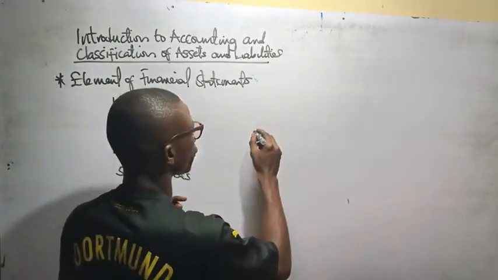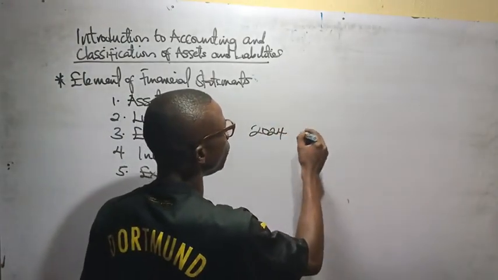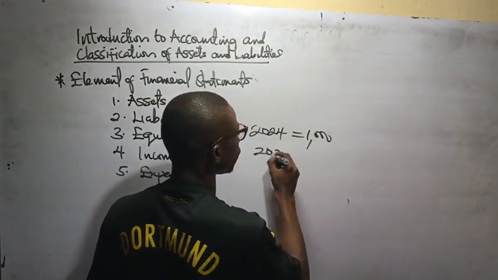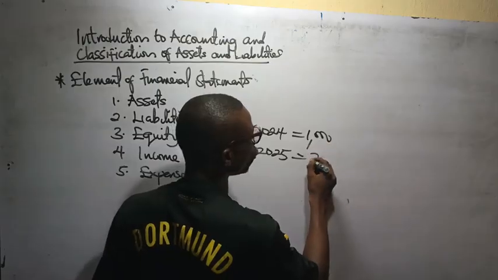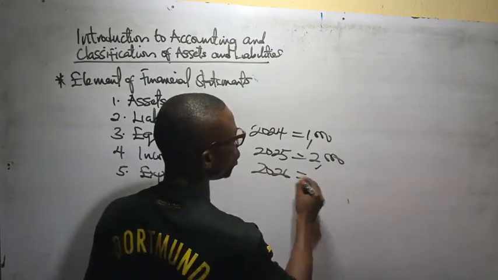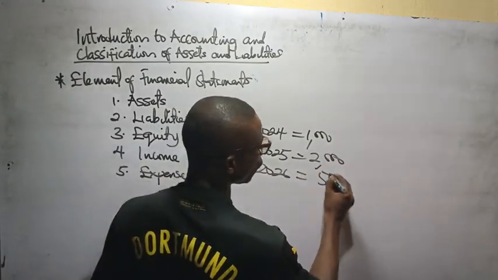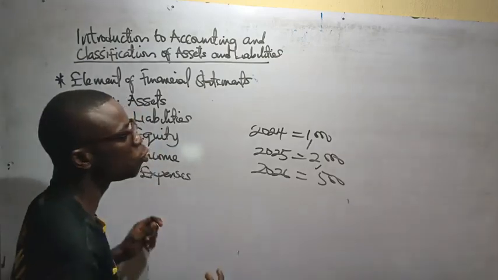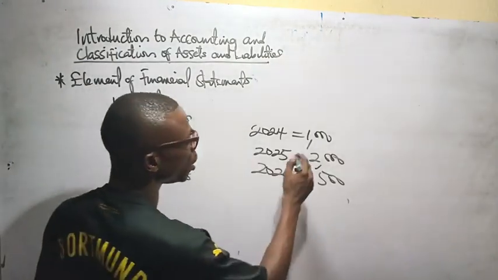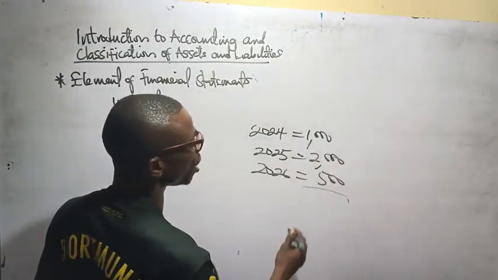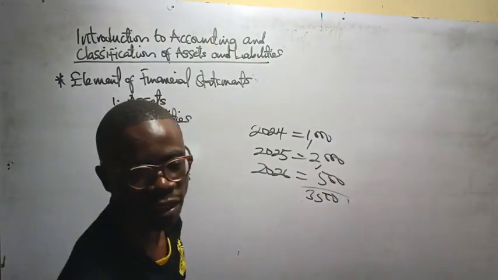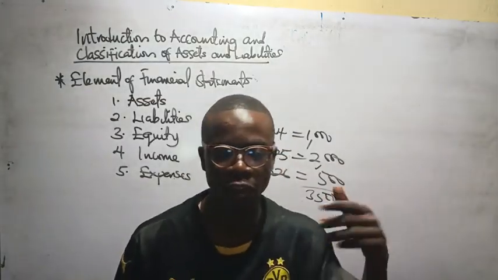Let's say a company in 2024 makes 1,000 naira. In 2025 it makes 2,000. In 2026, let's say the company makes 500 naira. If they ask you what is the retained earnings of the company, it will be the addition of all the profit that has been made, and that will be 3,500. Are we together? And it is out of retained earnings that you pay dividends.